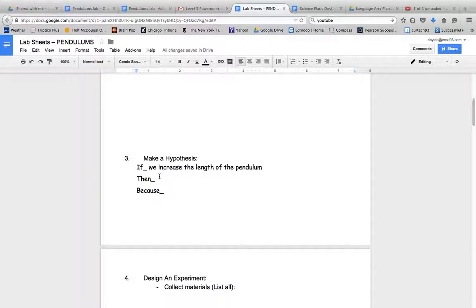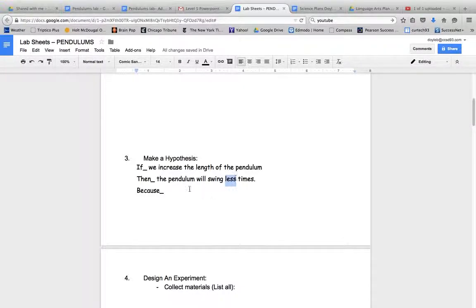And now the then part, this is where we make our prediction. Then the pendulum will swing less times. Now that's my prediction. You might predict that the pendulum swings more times. Or you might predict that the pendulum still swings about the same amount as it always has. It's your paper, it's your prediction, it's your experiment. So don't take my word for it.